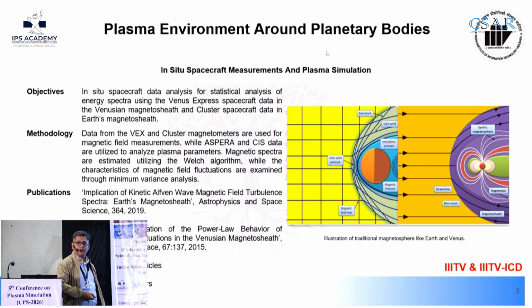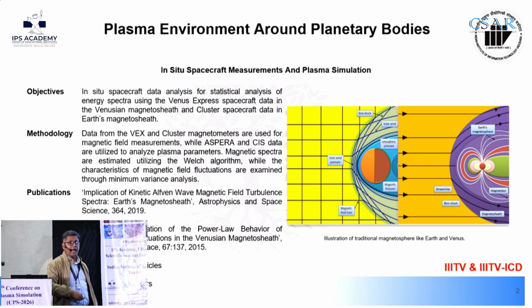You might be aware that Earth has its own intrinsic magnetic field, but Venus does not have its own intrinsic magnetic field. So how does Venus have a magnetosphere? What is the reason for having the magnetosphere? Basically, it is an induced magnetosphere we have around Venus. What happens in the case of Venus is that the ultraviolet radiation coming from the sun ionizes the upper atmosphere of the planet and creates the ionosphere.